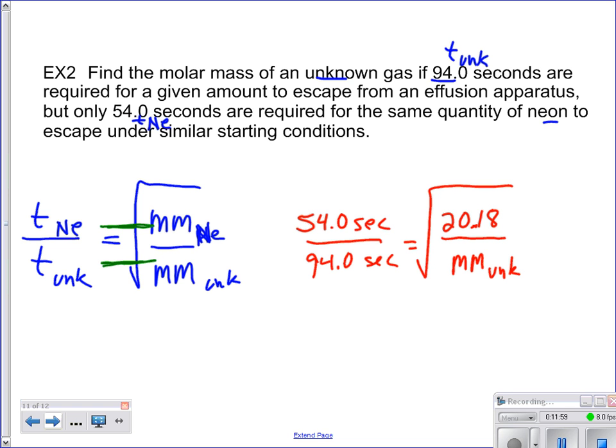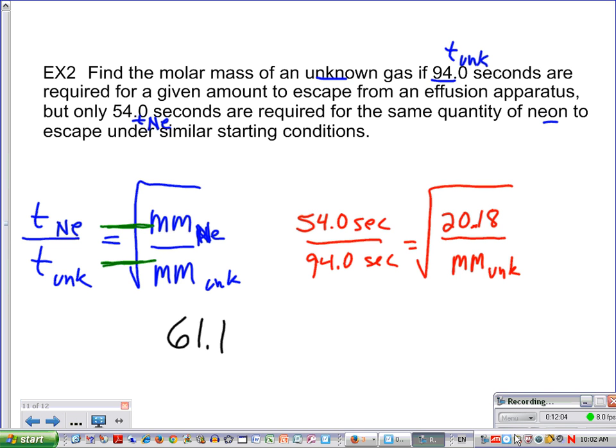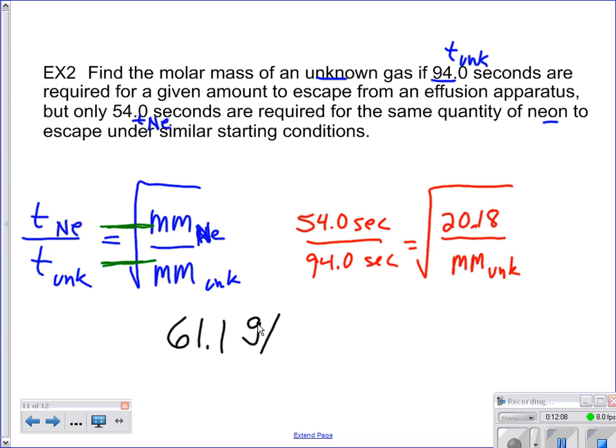And I am going to pause this because everybody is going to take some time to really plug this into their calculators. Okay, good. We got an answer of 61.1, and to make it full credit here, that's going to be grams per mole. That's molar mass that we're looking for. So maybe we should have written that here to show that.